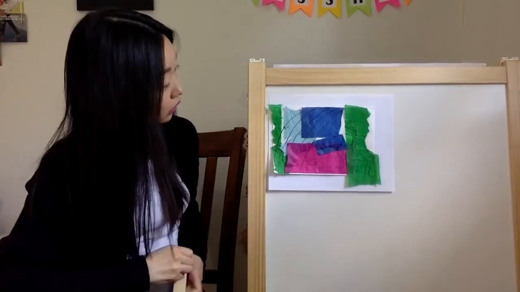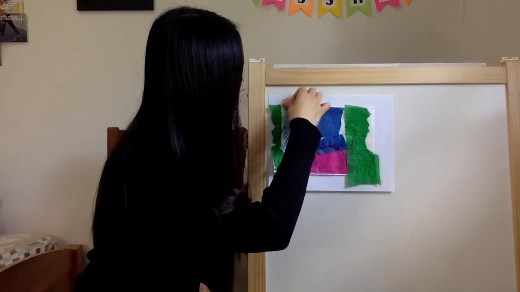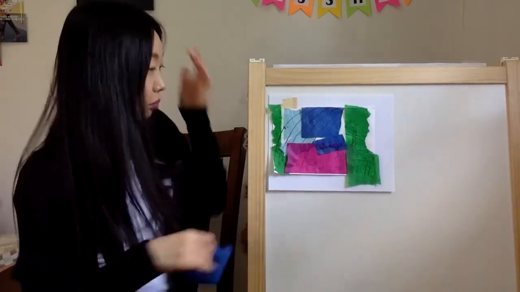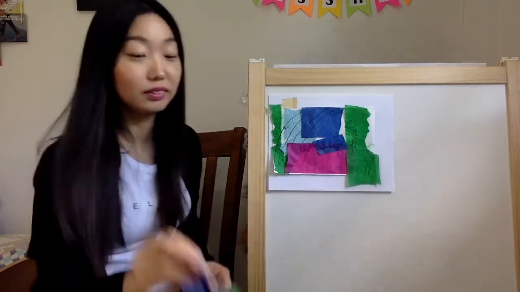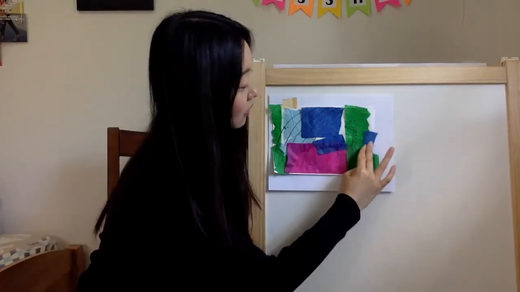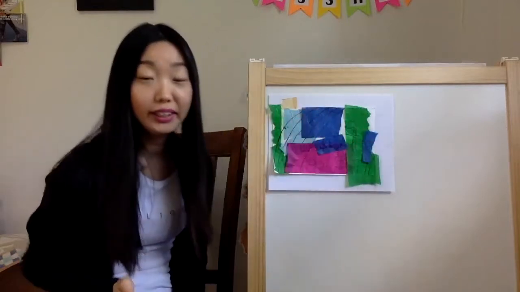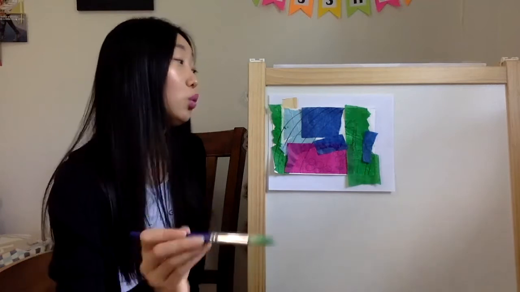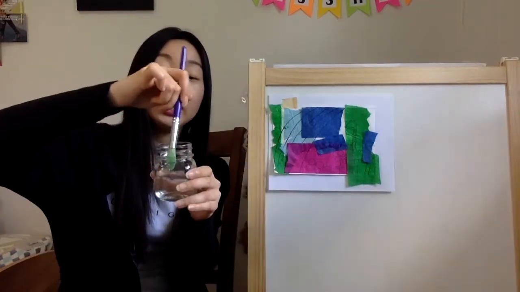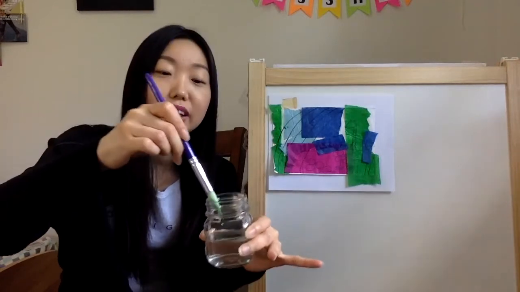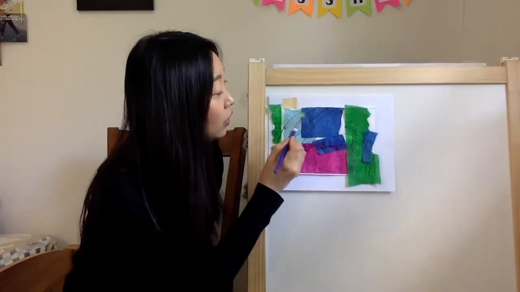My paper is coming off, so I'm gonna put more tape. There you go. So if you covered the whole drawing, the next step is we're gonna put more water on top of the tissue papers. Okay, not too much. Dip the brush in the water and remove some excessive water, and then put gently, okay, gently so they don't come off. Gently put more water.